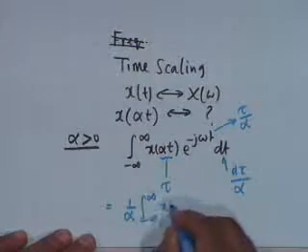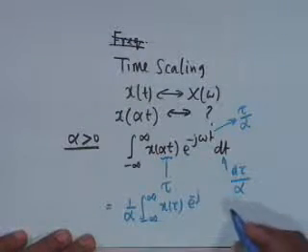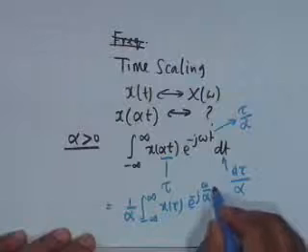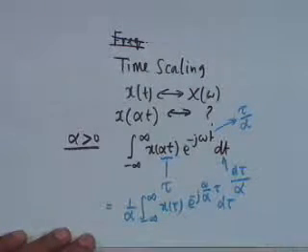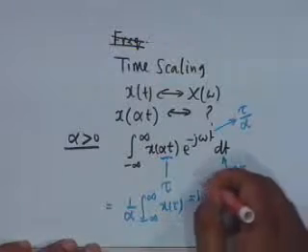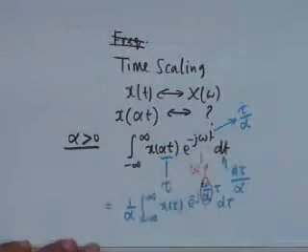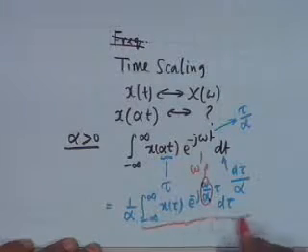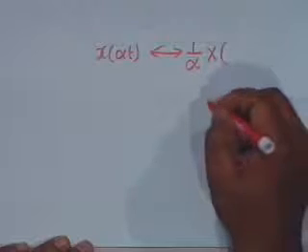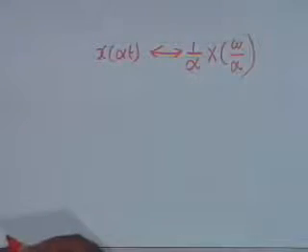1 over alpha, the integral from minus infinity to infinity of x of tau e to the minus j, this quantity I write as omega by alpha, alpha I bring below omega, then I multiply by tau, d tau. Result is that if this is considered as a new frequency omega prime, then you notice that this quantity is simply capital X of omega prime, and therefore what we have established is that the transform of x of alpha t is 1 by alpha capital X of omega prime, but omega prime is omega by alpha.